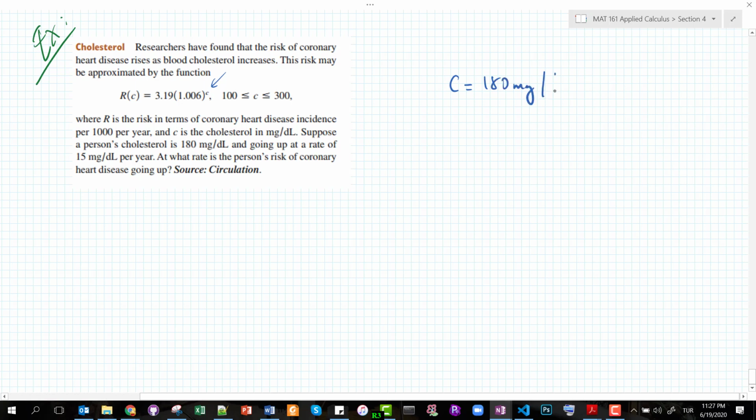180 milligram, and also it's going up at a rate of 15 milligram. What is going up? The cholesterol level over time, which is 15 milligram per liter. So what I'm asked is, at what rate is the person's risk going up? So the risk over time, right? That is what I am being asked in this question.